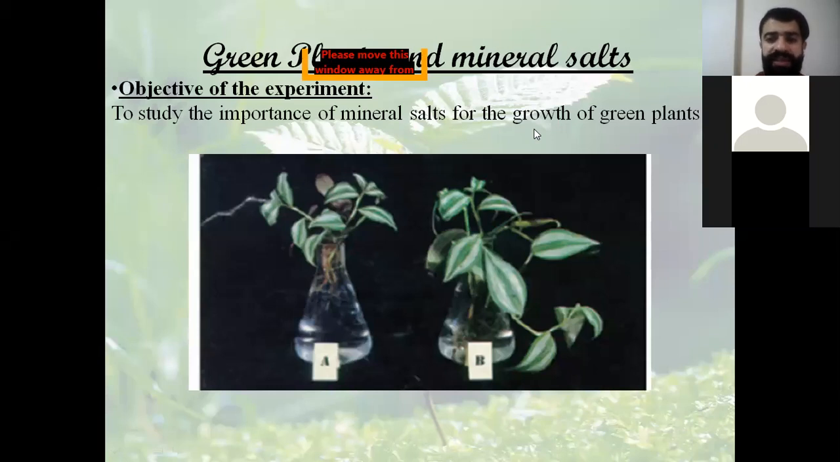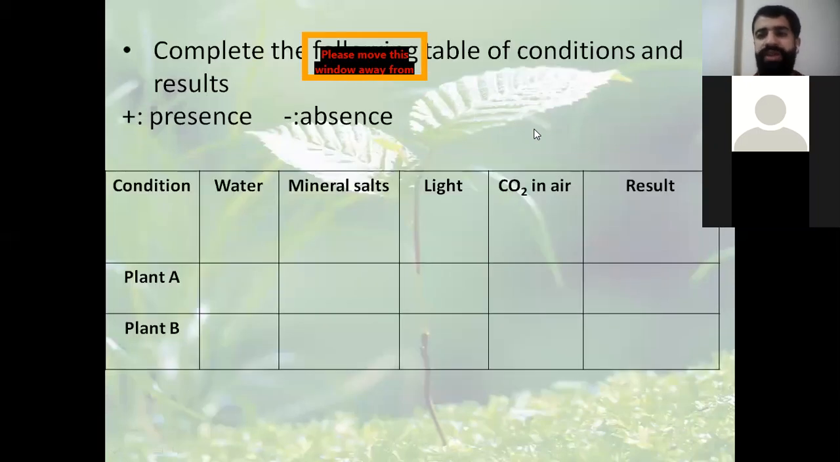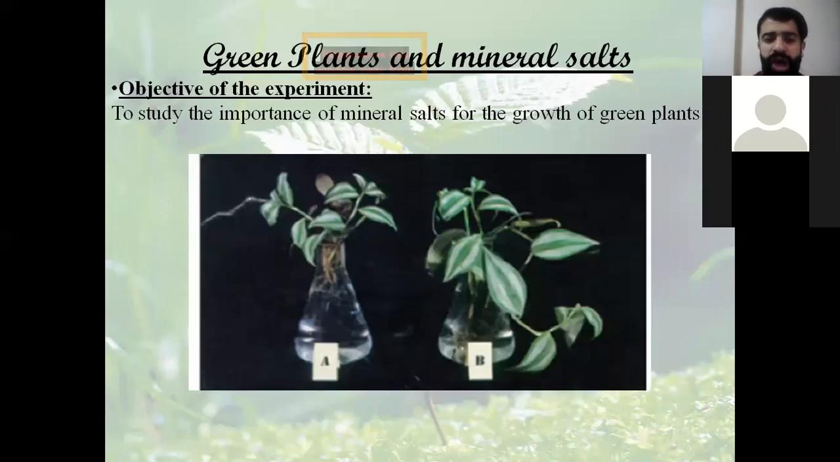Okay, so let's move step by step. We have to complete the following table of conditions and results. Plus means presence, sorry, and minus means absence. So here we have two plants. One with mineral salts, which is plant B. It contains mineral salts. While plant A is without. So no mineral salts here, no minerals if you want. And here we have minerals, they exist.